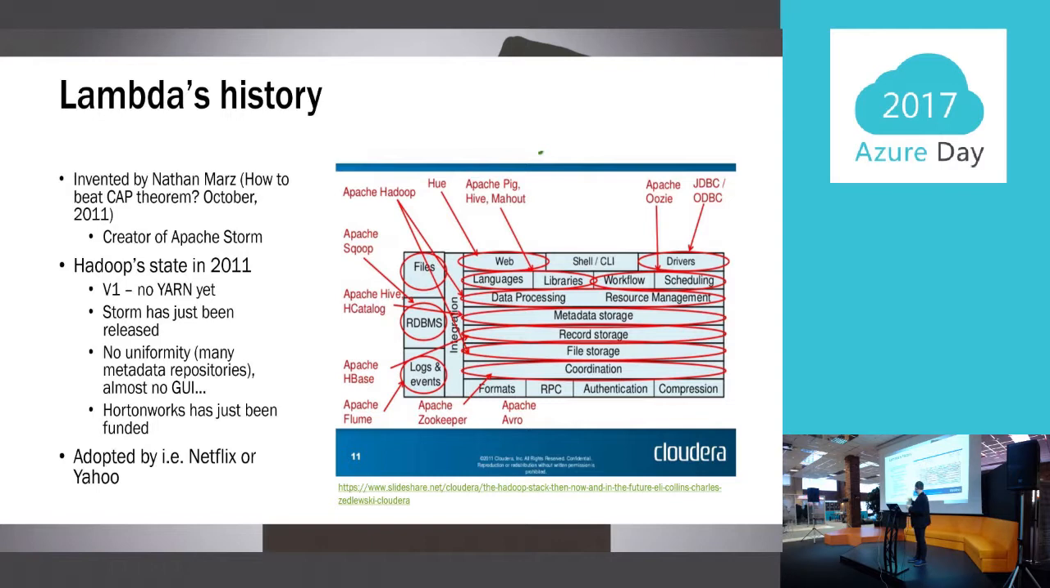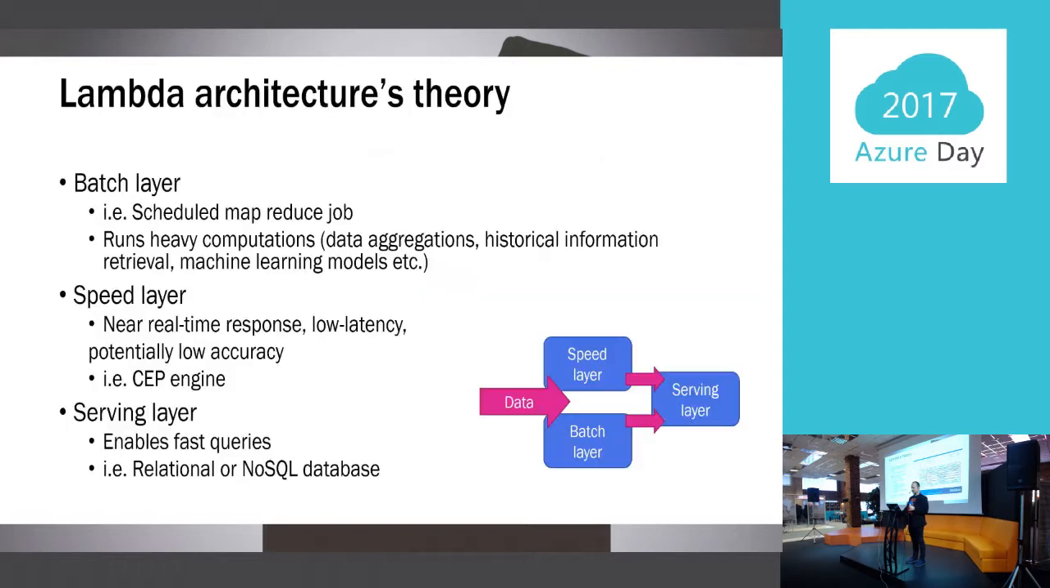And by the way, it was also the year when the Hortonworks company had just been founded. So they became separate from Yahoo, and all the inventors of Hadoop had just joined Hortonworks as a separate entity. Still, it was also the time when Lambda started to gain adoption. I mentioned Yahoo already, but Netflix were also definitely Lambda's advocates.